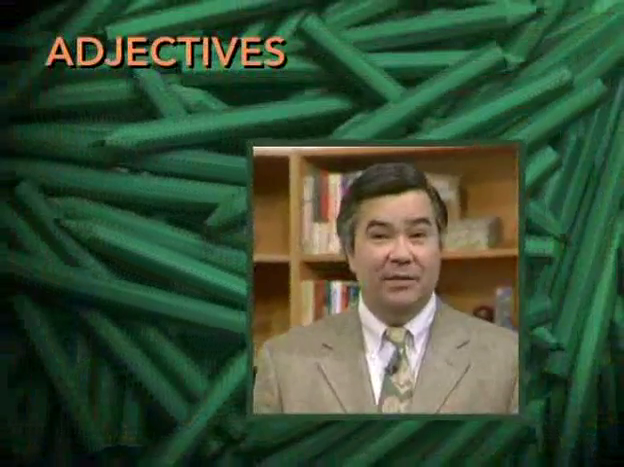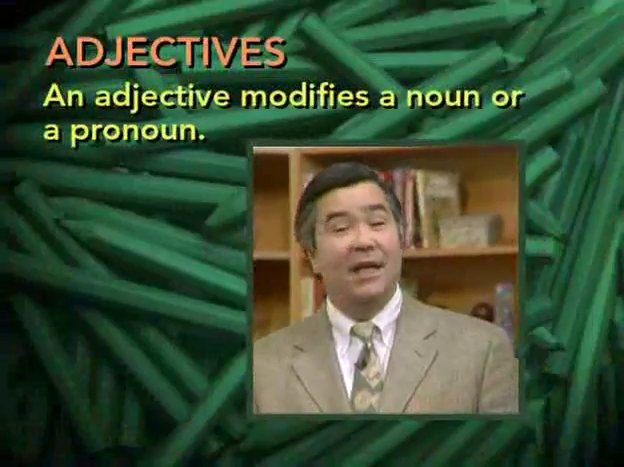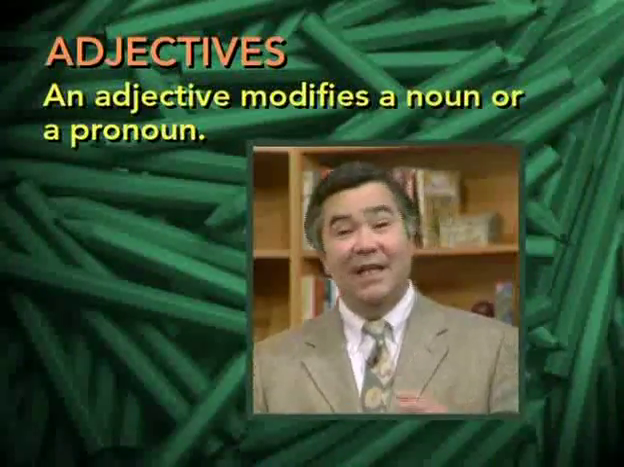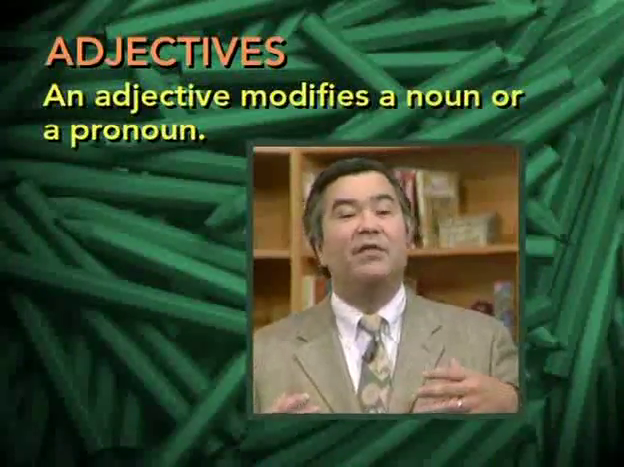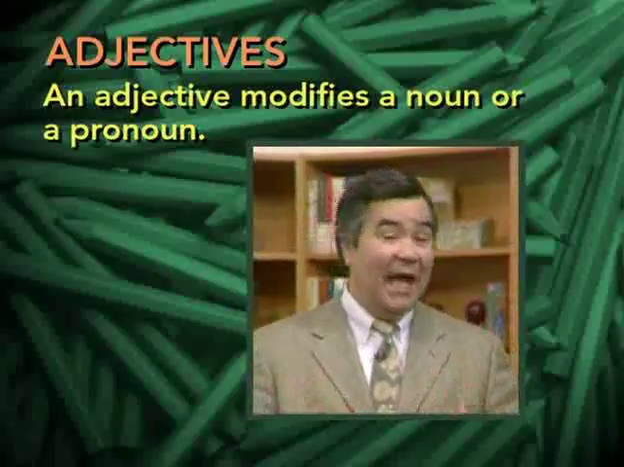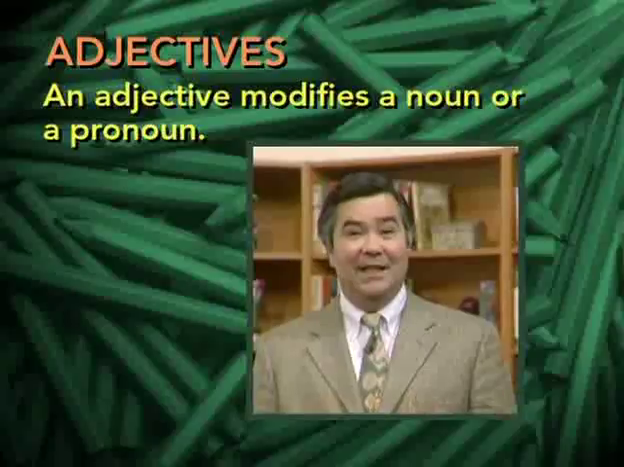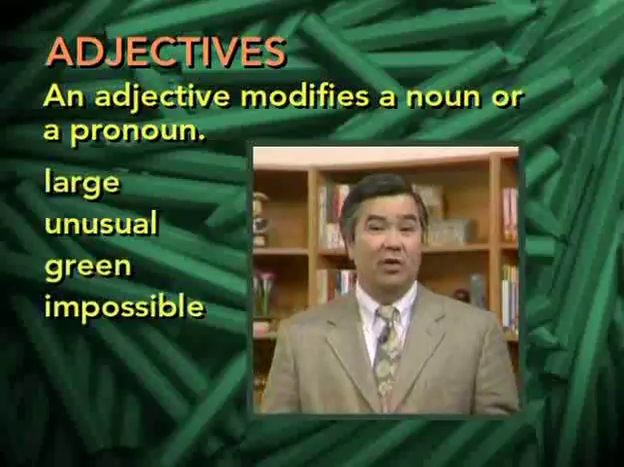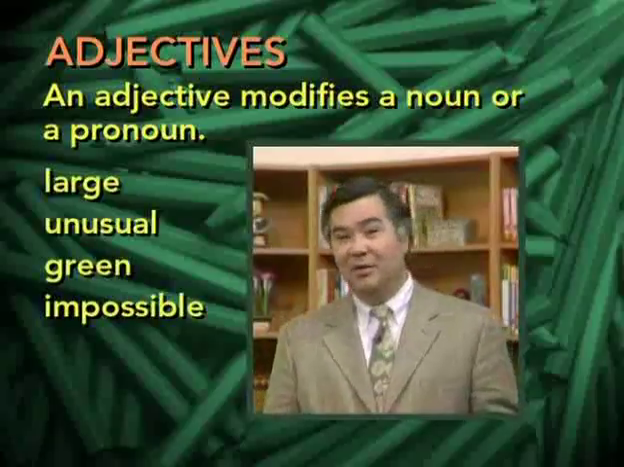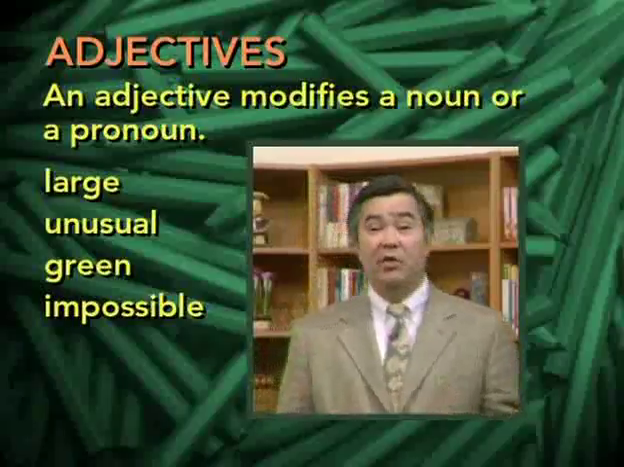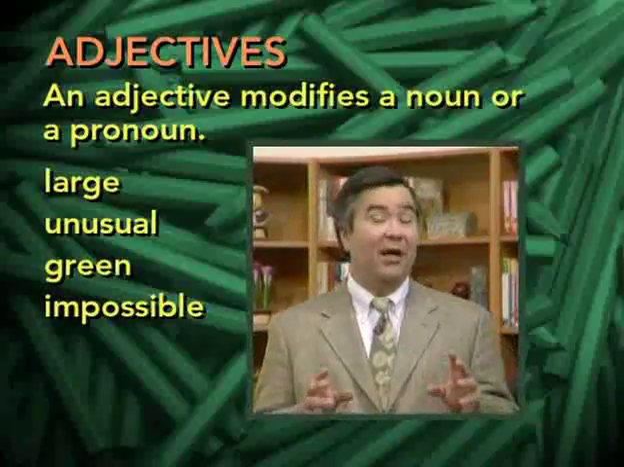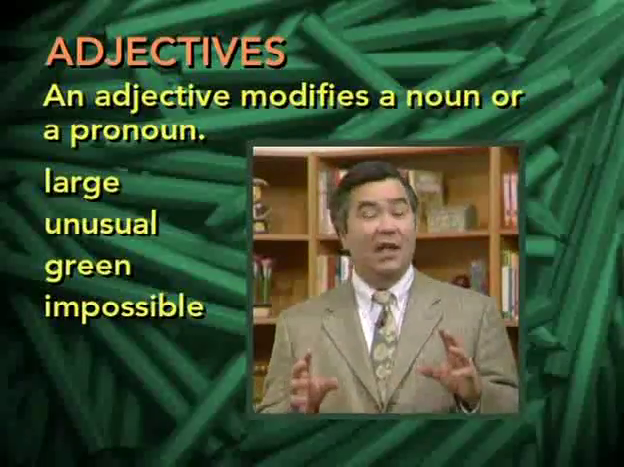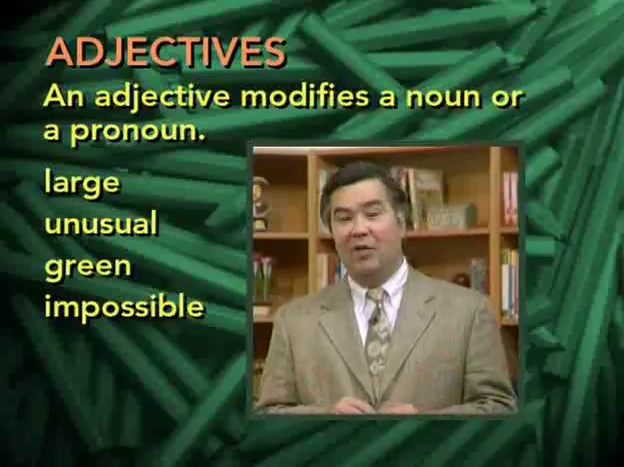Let's start with adjectives. An adjective modifies a noun or pronoun. That is, when an adjective is used in a sentence, it gives more information about or gives further explanation about some noun or pronoun that appears in the sentence. Here are some examples of adjectives: large, unusual, green, impossible. Each of these words, if they were used in a sentence, would give more information about a noun or pronoun that appears somewhere in the sentence. They give more information, and therefore we say they modify the noun or pronoun.